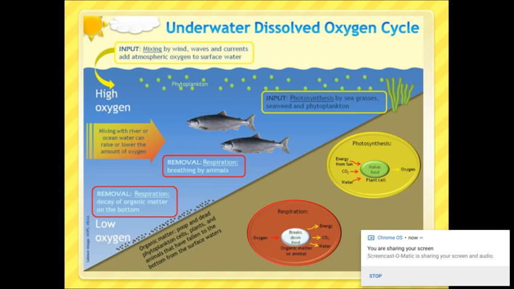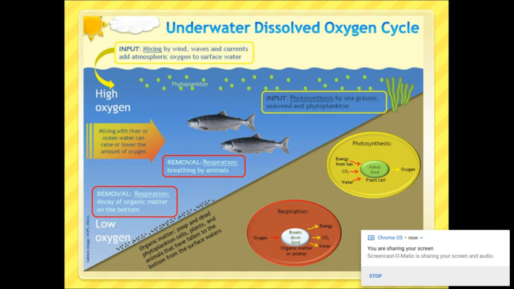If you take a look here, you can see on this paper that oxygen gets into the water by doing things like mixing with the wind, waves, currents. That adds the oxygen from the atmosphere into the surface water. We also have plants and seagrasses, and they add oxygen into the water as well through photosynthesis. Now, mixing with river and ocean water can raise and lower the amount of oxygen.